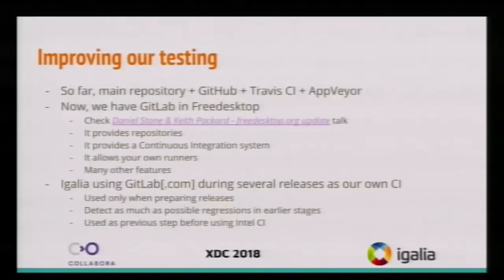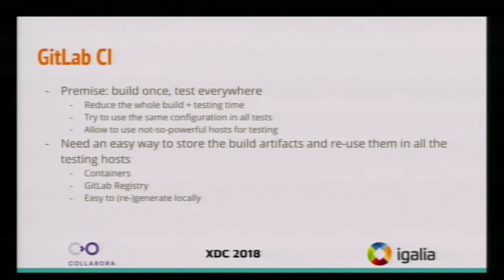So basically, we use this more or less every day or every two days, and then before sending the pre-announcement, we submit everything to the Intel CI, which will take time, but it will tell us whether this is correct. This way, we don't waste time from Intel people to do this testing. So when we were moving to the GitLab CI, there was something we wanted to change.